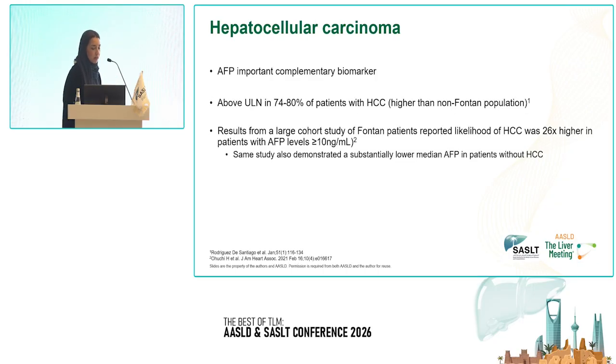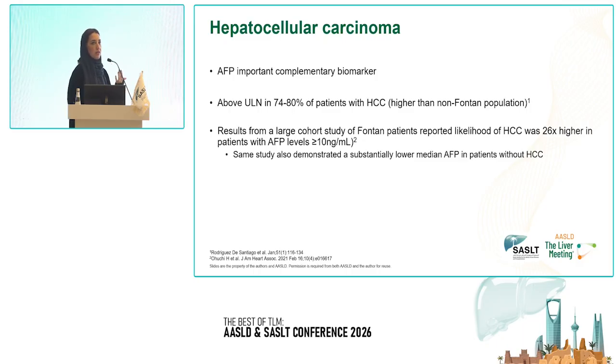And with regards to AFP, of course, it is a very important biomarker in our patients with cirrhosis. But what's interesting is that there were a couple of studies looking at AFP in this patient population. They found that the AFP was above the upper limit of normal in up to 80% of patients with HCC, which is higher than the non-Fontan population. In addition to that, another large cohort study reported the likelihood of HCC was 26 times higher in patients that had an AFP above 10 or greater. And in that same study, the median AFP was lower in patients without HCC.